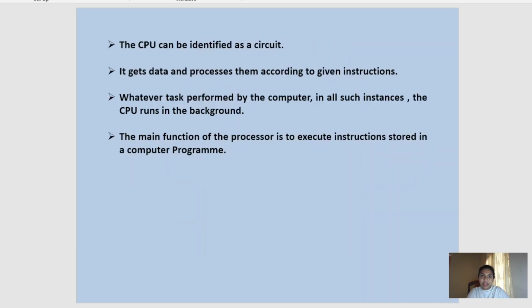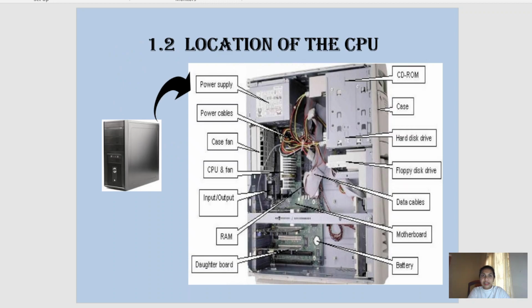The CPU can be identified as a circuit. It gets data and processes them according to given instructions. Whatever task is performed by the computer, in all such instances, the CPU runs in the background. The main function of the processor is to execute instructions stored in a computer program. Then let's move to the next slide and see where it is located.